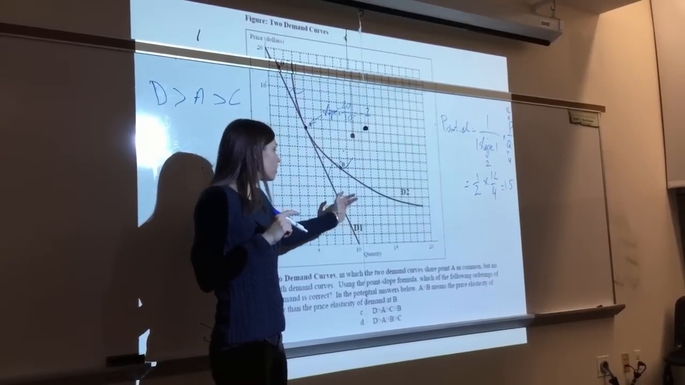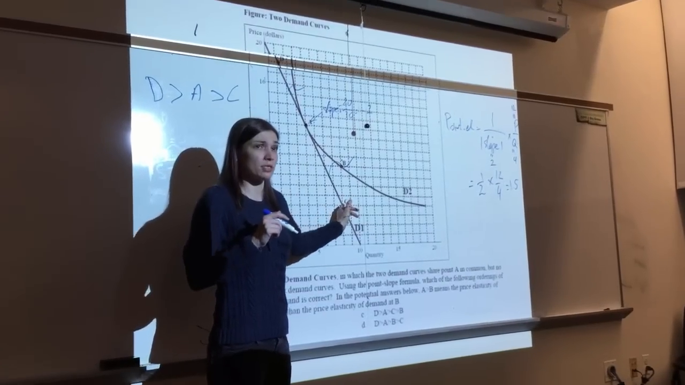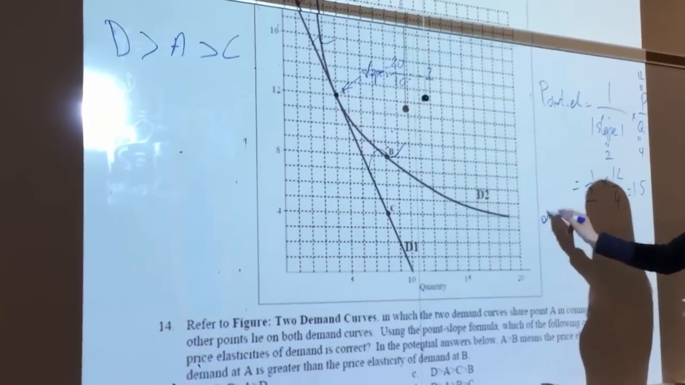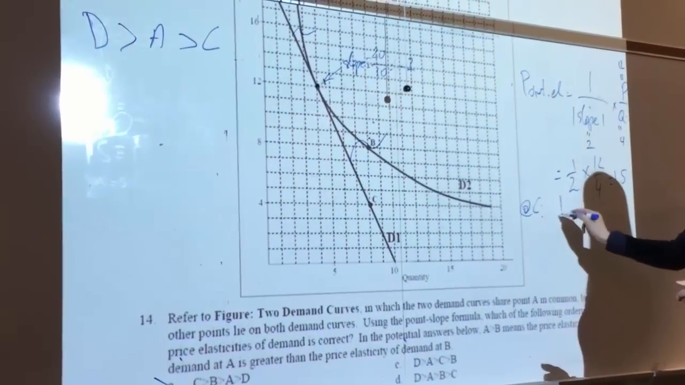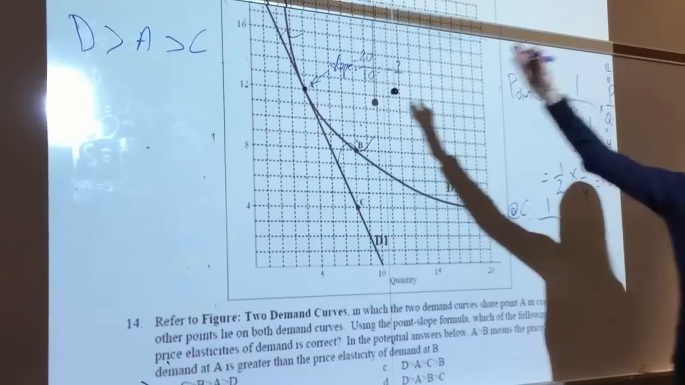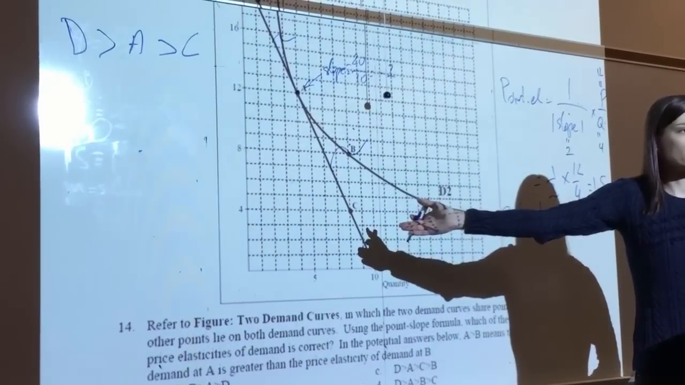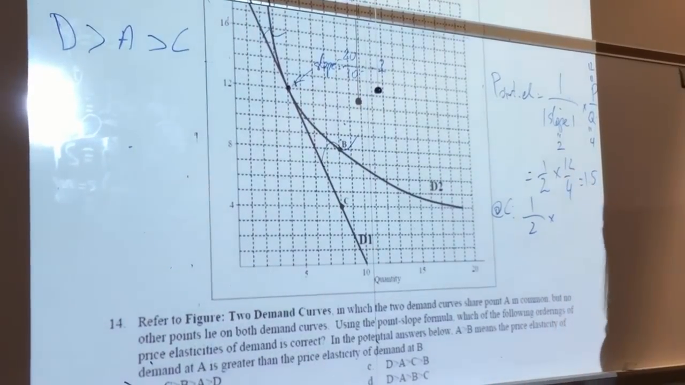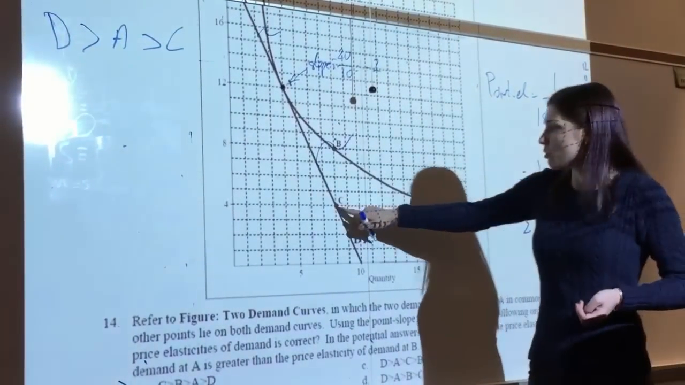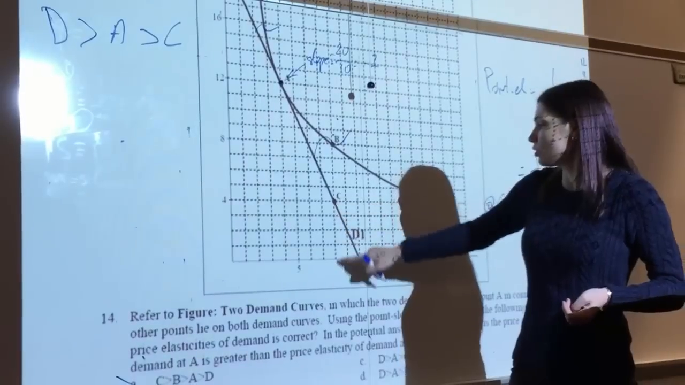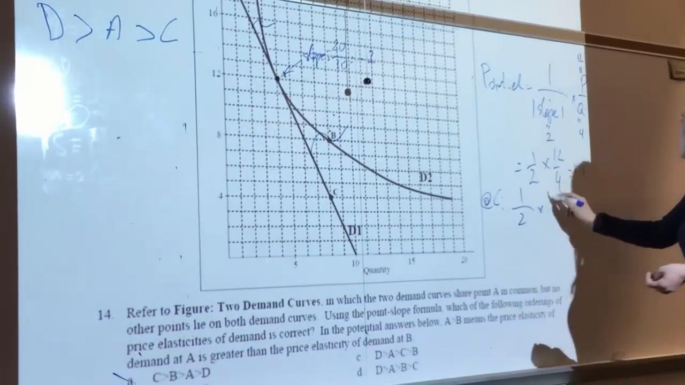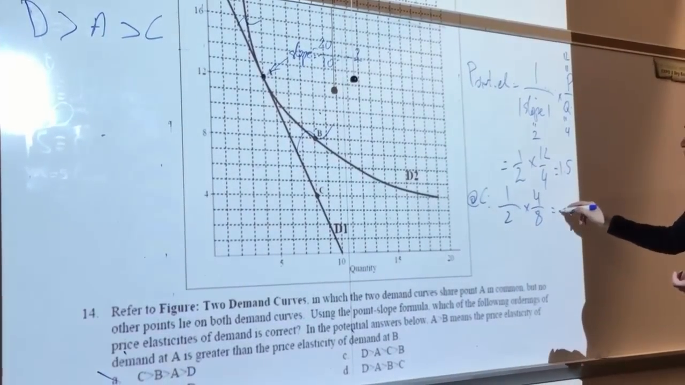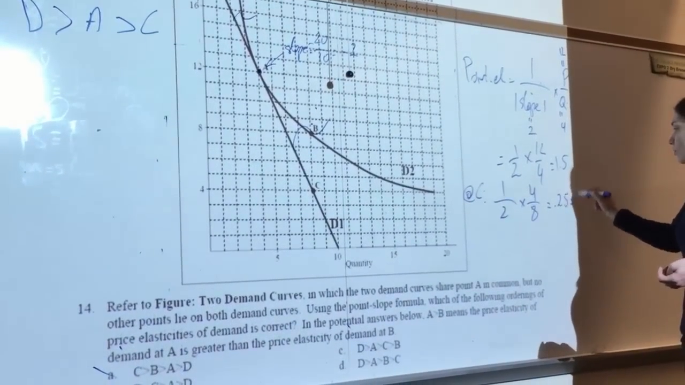So I can calculate the point elasticity at C, just like I did here. So at C, well, it's 1 over the slope. Now this is on the line, so the slope is the same. Correct? The slope is still 2. 1 over 2 times, now what is P and Q? Well, P is 4 and Q is 8. So times 4 over 8. Or 1/2 times 1/2, which is 0.25, or 1 over 4.